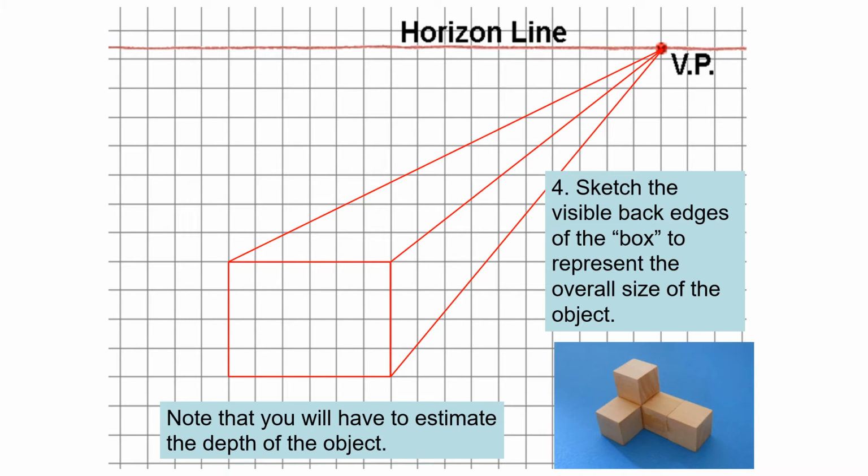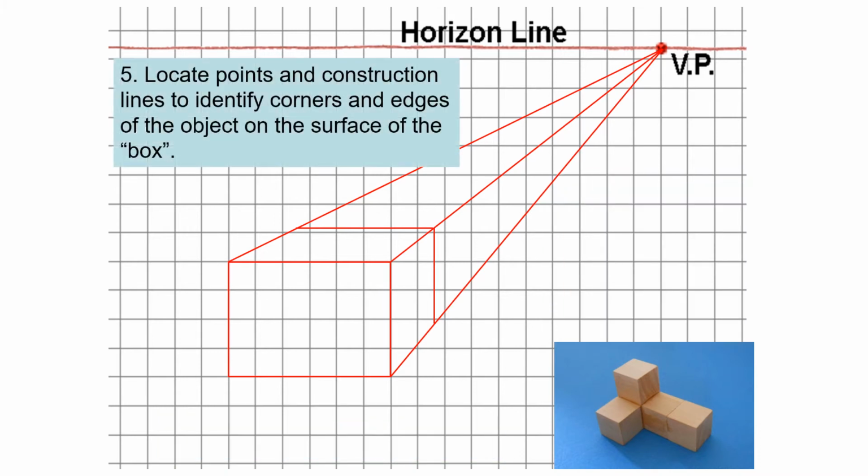Up until here, this is where you have to estimate and be a little artistic. So hopefully you were picturing the box being that big. Now we have the glass box. That's our glass box right there. Locate the points and construction lines to identify the corners and edges of the box on the surface of the box. So same process. Where does the object touch the box?